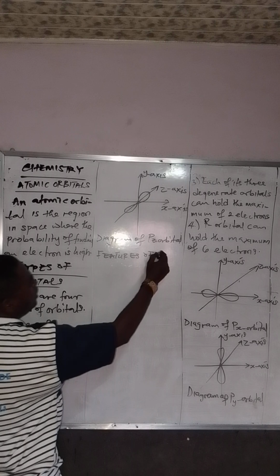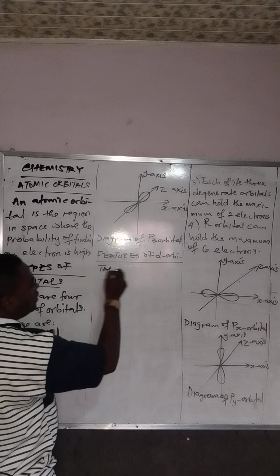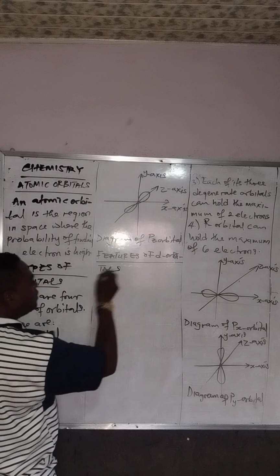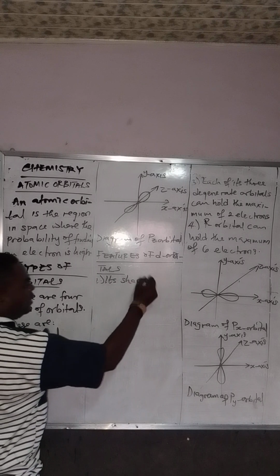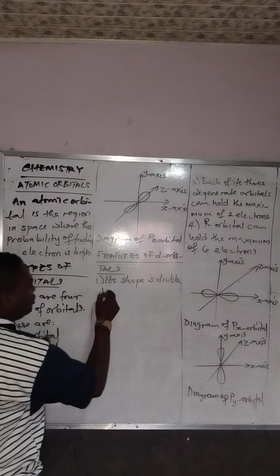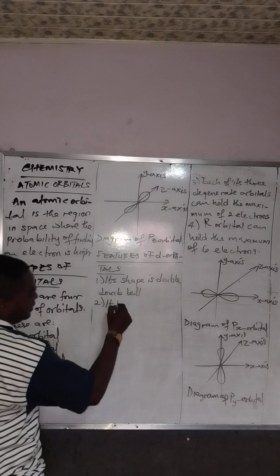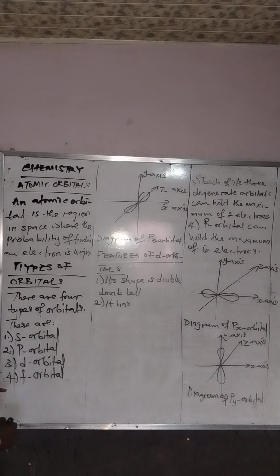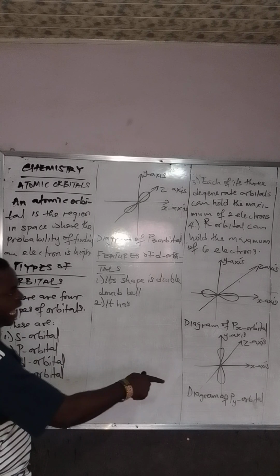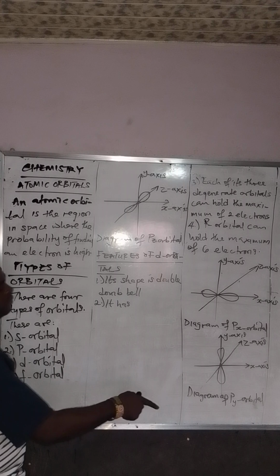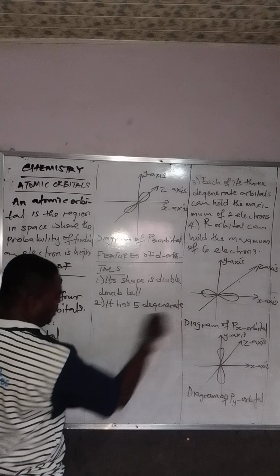So let's look at the features of d orbitals. Let's talk about the shape. Its shape is double dumbbell. Number 2, the s has 1, p has 3 degenerate orbitals and can carry a maximum of 6. Add 4 to 6, that's 10. So d has 5 degenerate orbitals.